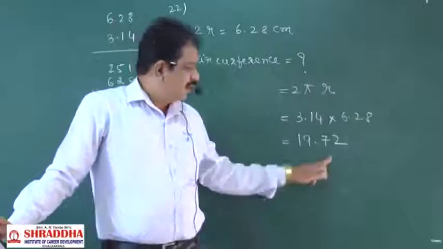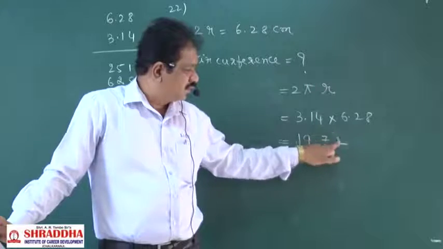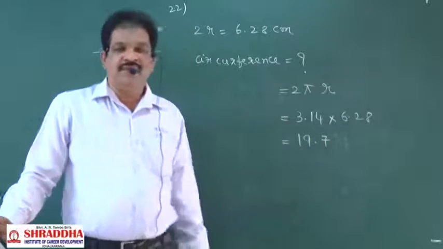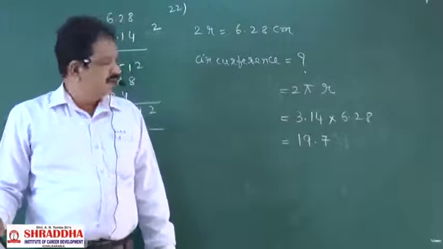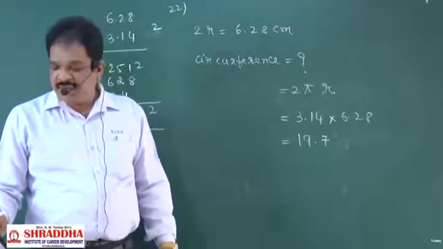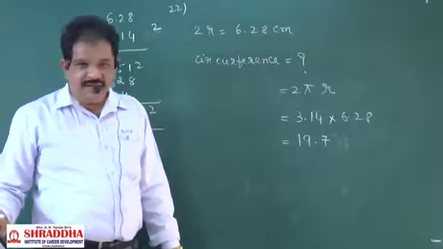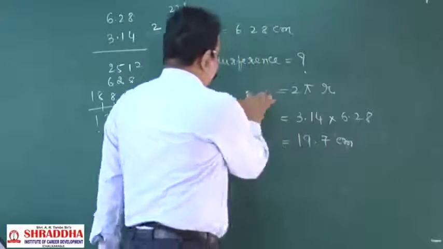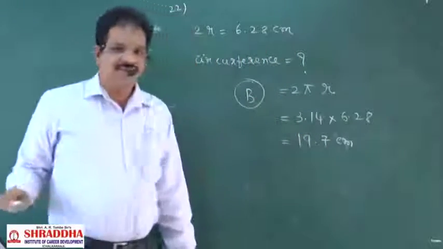Clear? Remove this 2. Preceding digit won't change because that is less than 5. So 19.7 will be the answer. So B will be the option for this.